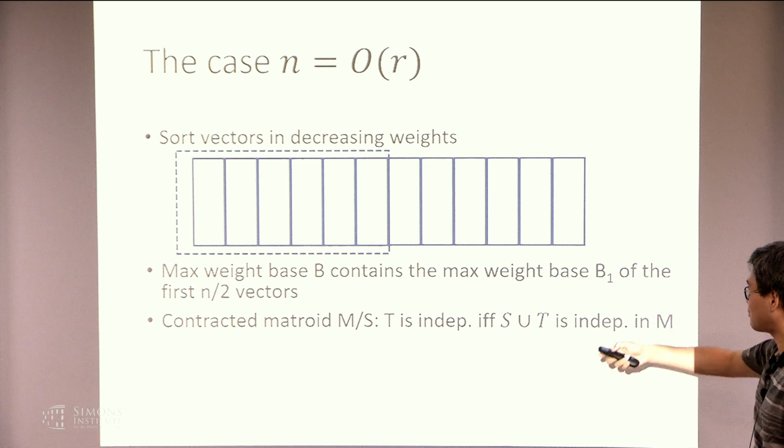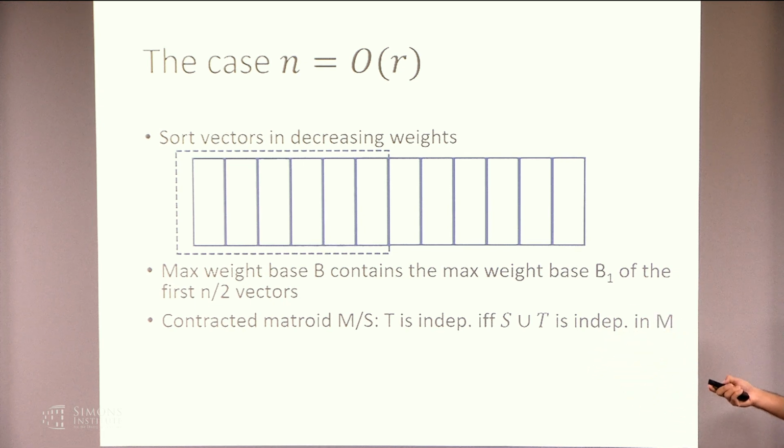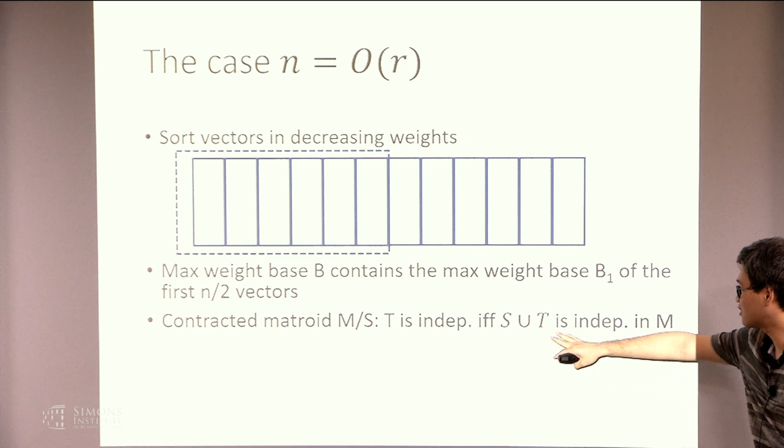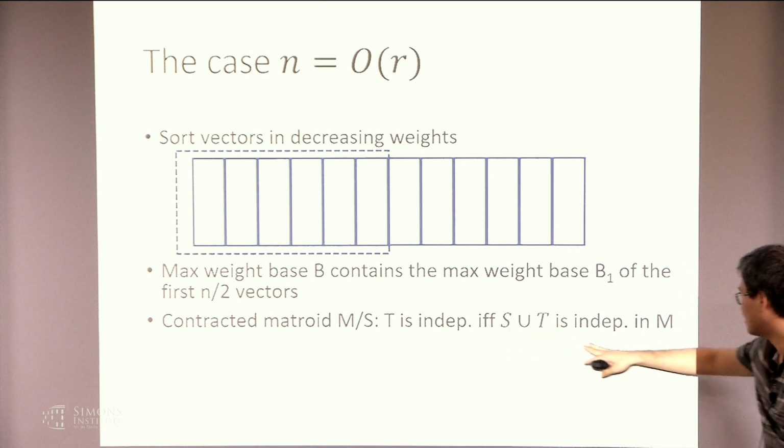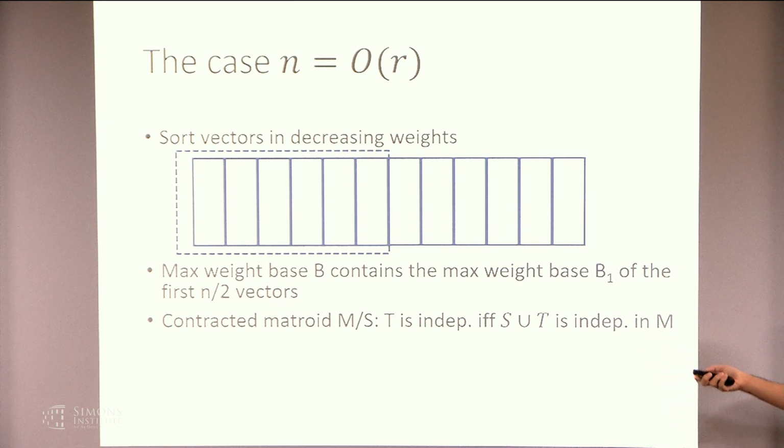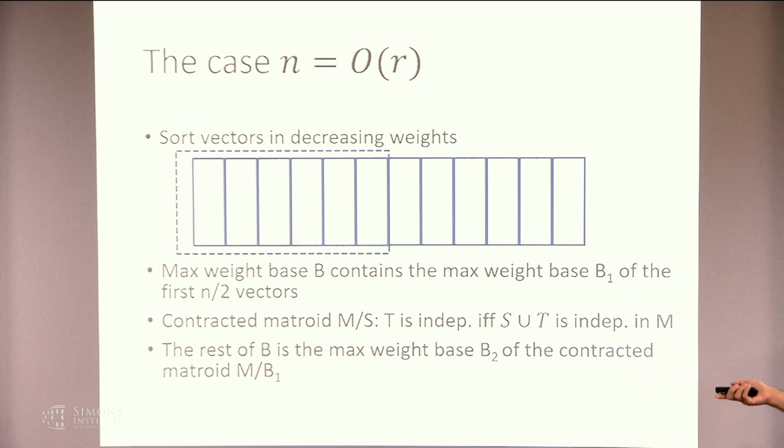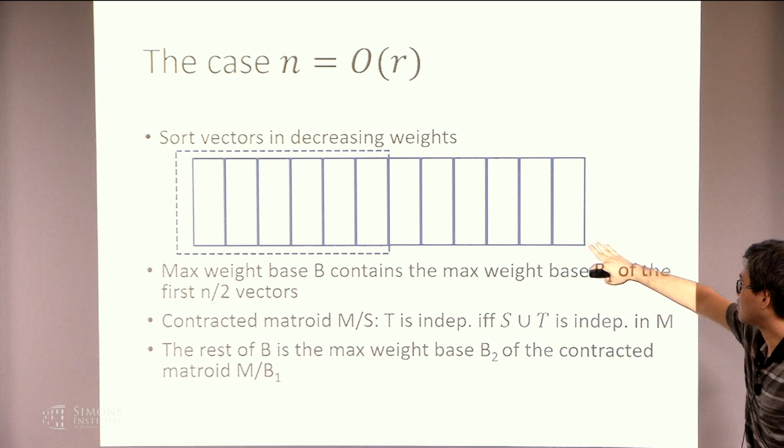And then once you compute the maximum weight base in the first half of the vectors, basically we contract the problem in the following sense. Right? So a set is independent in the contracted problem if, when you take the union with the contraction, it is independent in the original problem. So once we compute the maximum independent set in the first half, we take these elements as given, and now anything else is independent only if it is independent in union with these selected elements from the first half. So basically, this is what we're going to do. We are going to transform the rest of the n over 2 vectors so that they are represented not by the original vector, but by the transformed vector.